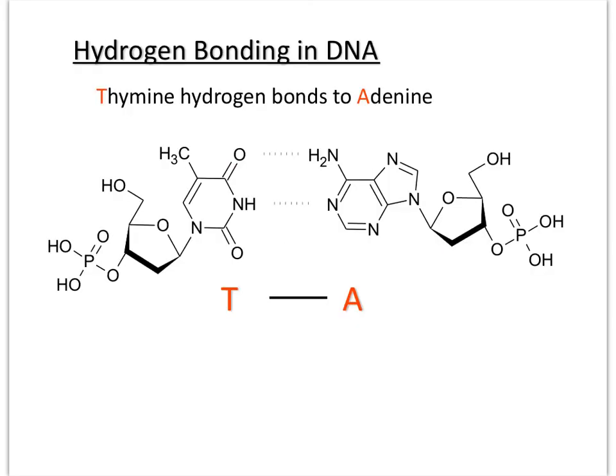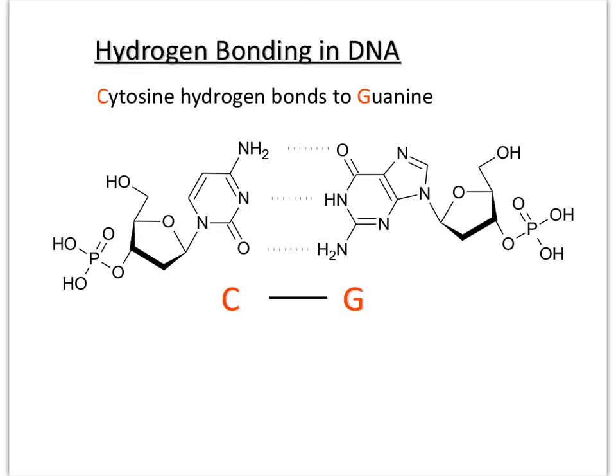Here's what happens with DNA. So why can thymine only pair with adenine in DNA? It's because of the molecular structure. There's two possible places where hydrogen bonds can take place. This is carbon. Whereas with cytosine and guanine, we have three possible locations for hydrogen bonds to occur.